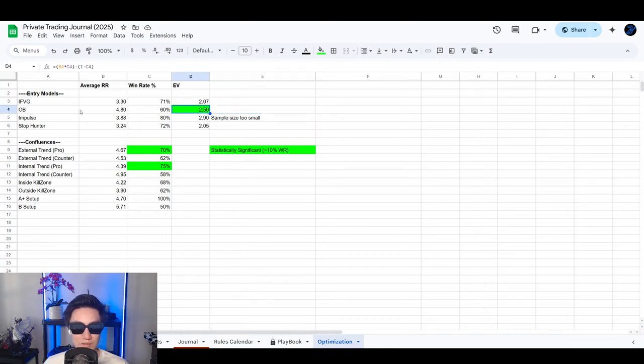expected value. So for example, you use an OB intra model only with external trend pro and internal trend also pro, and you also do inside kill zone only, and you take only 80+ setups. The 80% win rate at Forex is definitely possible. You're probably not going to be taking many trades, right? It could just be maybe like 5 trades a month.